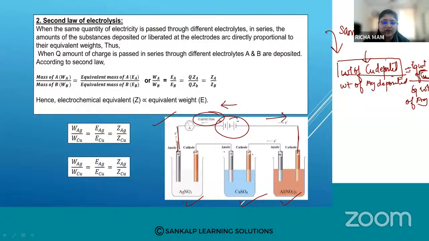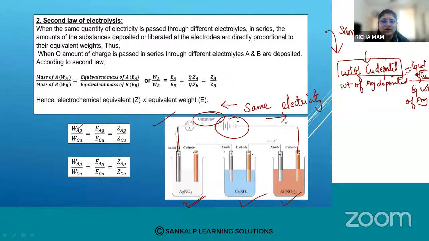One is Ag nitrate, another is copper sulfate, another is aluminum nitrate. So there are three solutions. The same electricity is passed, so the amount of electricity is the same. When the substances start to deposit or liberate at the respective electrodes, the amount will be directly proportional to their equivalent weight. So how is it given?